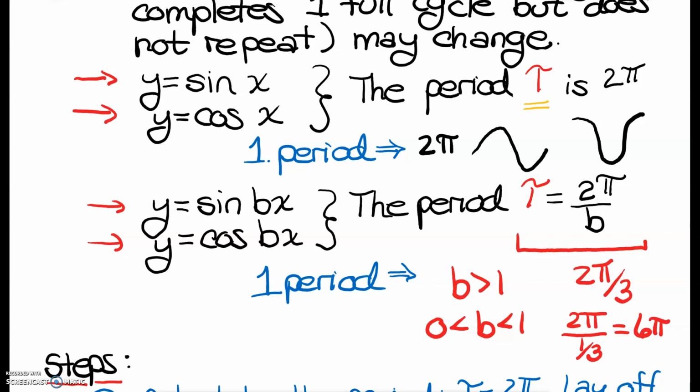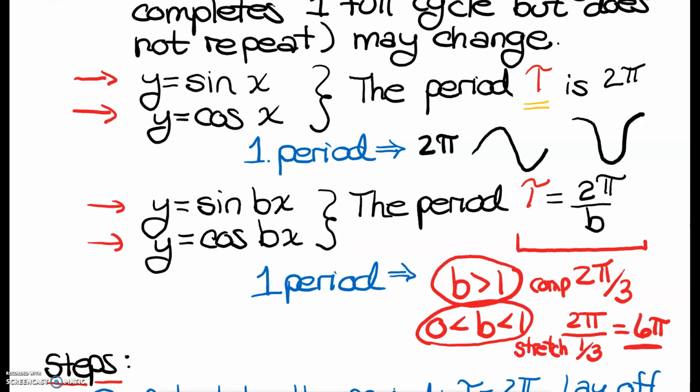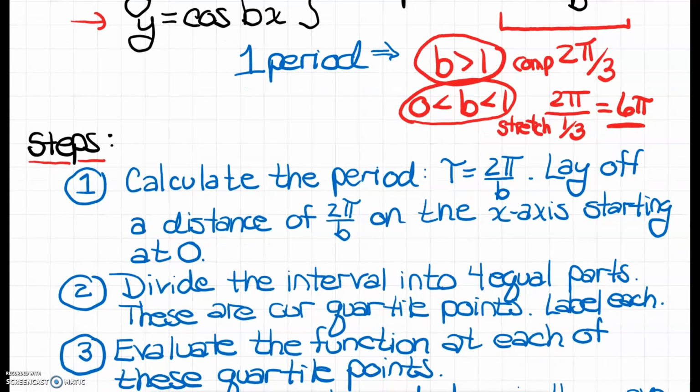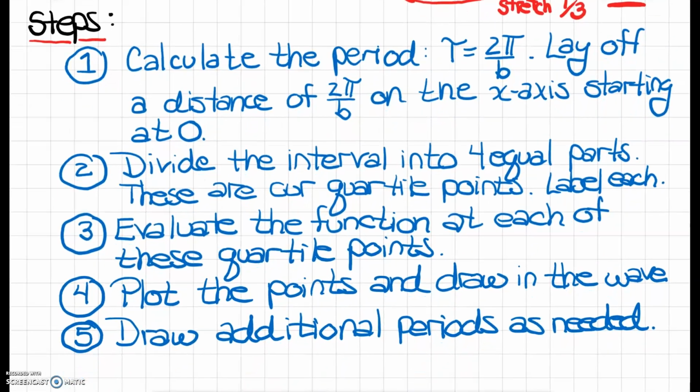So for horizontal stretches, we notice that if b is greater than 1, it's actually doing a compress of our period. Whereas if b is a fraction between 0 and 1, it's doing a stretch of our period. It goes from 2 pi to 6 pi. So we're going to see that in a couple of examples that we work through later on in this video. But here are the steps.